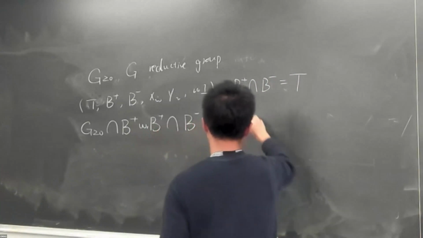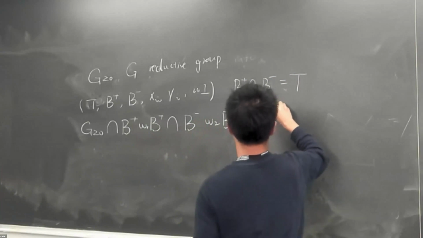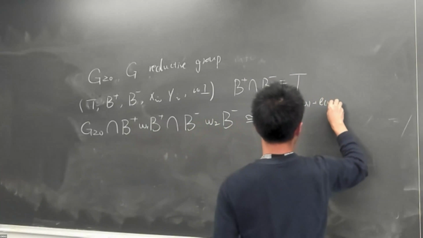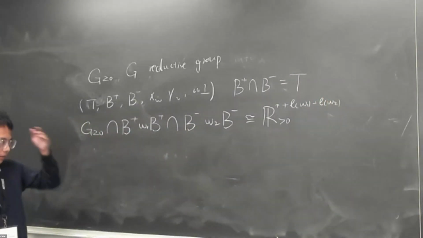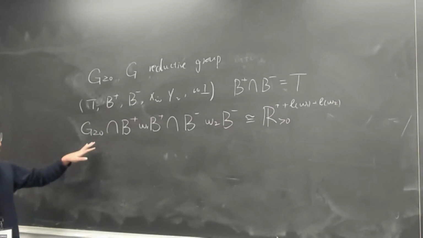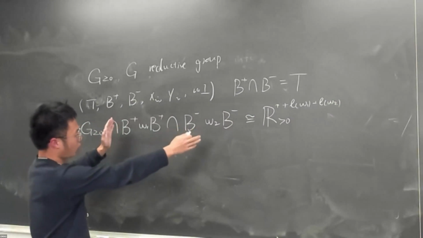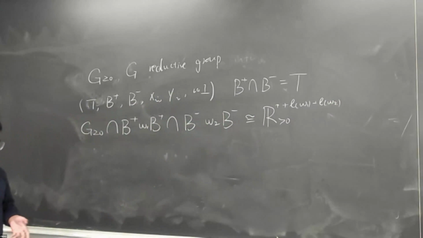this is isomorphic to R positive to the length of the rank of G plus the length of W1 plus the length of W2. And Fomin and Zelevinsky actually get a description or characterization of when an element inside this double Bruhat cell is totally non-negative. And this, I guess, has a lot of connection to the cluster algebra.